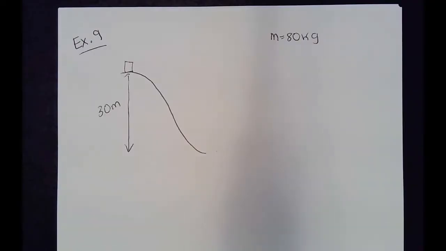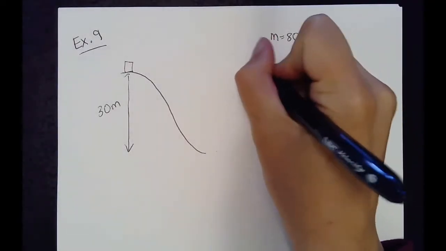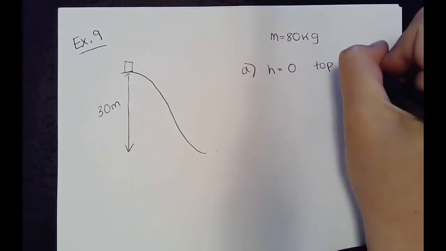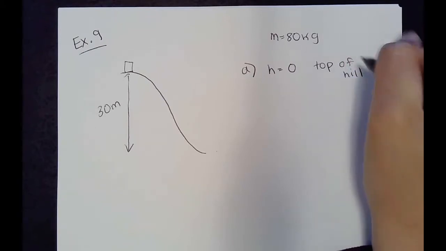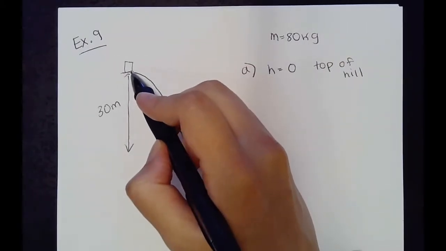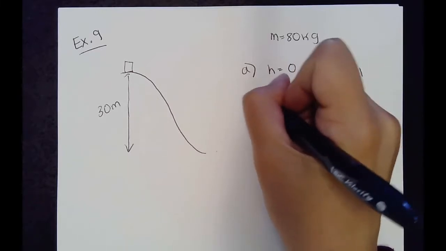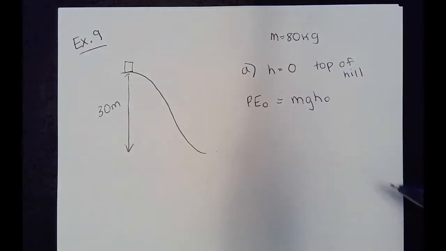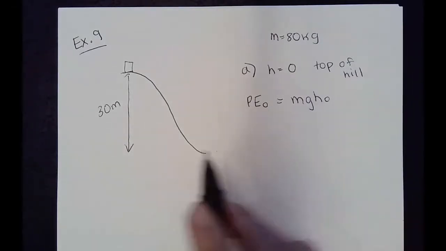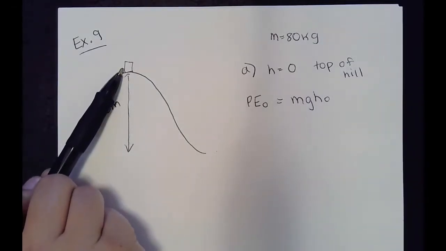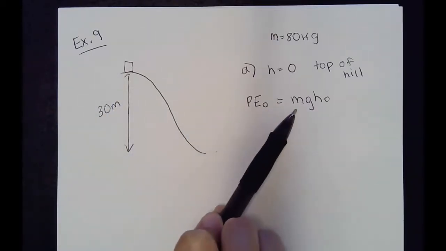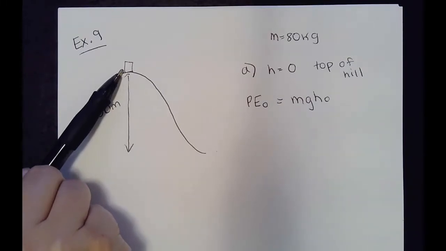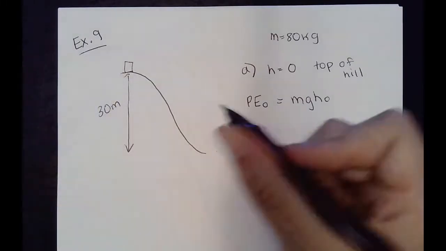Okay, so this question is giving us two options for h equals 0. In part A, h equals 0 was at the top of the hill, so this point here. And then we want to find our initial potential energy, final, and the change in potential energy. So using this choice here, we have initial potential energy is mgh naught. That means that h is 0 at this point, so the potential energy must be 0 at that point as well.